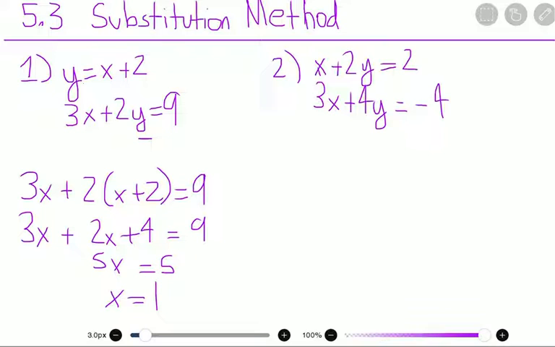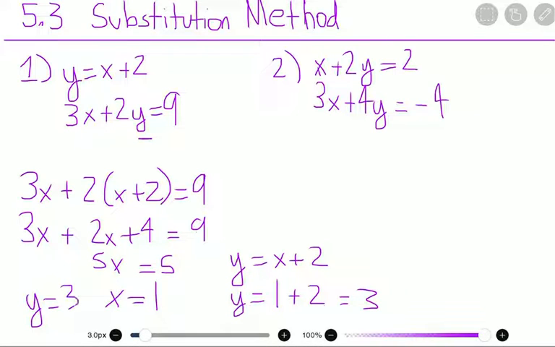Now to solve for y, all we have to do is plug x into one of the equations. If we look at the first one, y equals x plus 2, we can make that y equals 1 plus 2, and then we get 3. So that means y is 3 and x is 1. Next, we can do the same thing with the next problem.